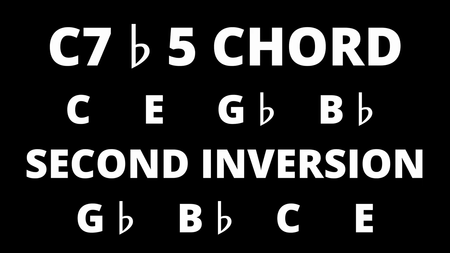Let's take the C7 flat 5 I showed you earlier to explore this idea. It has the notes C, E, G flat and B flat. The second inversion of this therefore has the notes G flat, B flat, C and E. If you want to learn more about inverted chords, then check out my videos in the description.